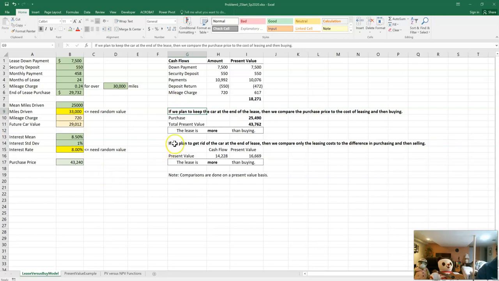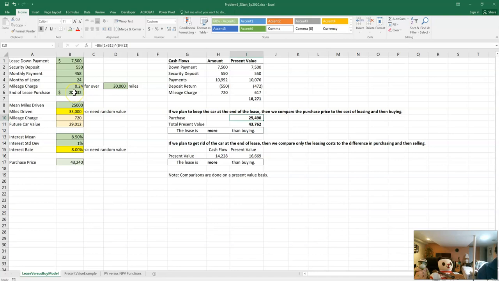Or are we going to plan that we're going to get rid of the car in 2 years, whether we buy it or lease it? It does change the calculation. So we'll start with the first option, that we're going to keep the car. So to compare the purchase price to the present value of leasing, I have to take these cash flows during the lease, and then I have to take the purchase price. Same issue. I know today that it's going to cost $29,732 at the end of the lease in 2 years, but that's not what that's worth today.